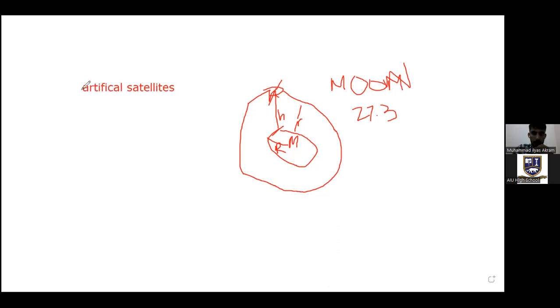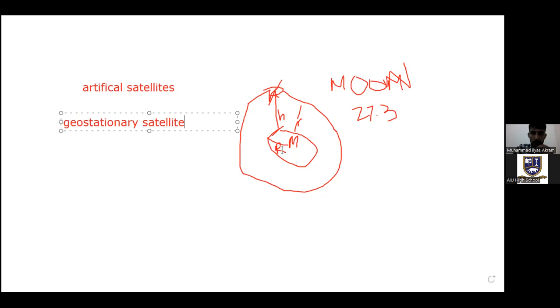So now we will consider the topic of artificial satellites. The bodies that move around the Earth and complete their one revolution in a day are called geostationary satellites. And why are they called geostationary satellites? Because they are moving around the Earth. That's why the word geo.